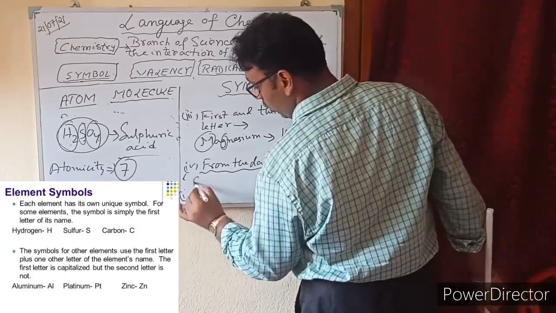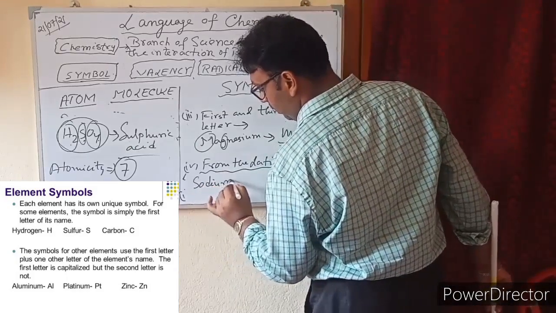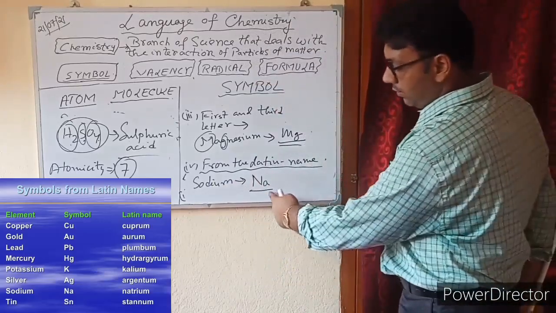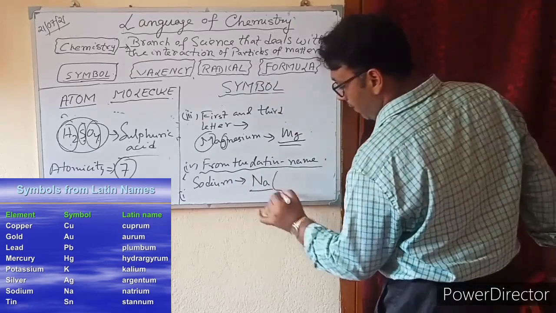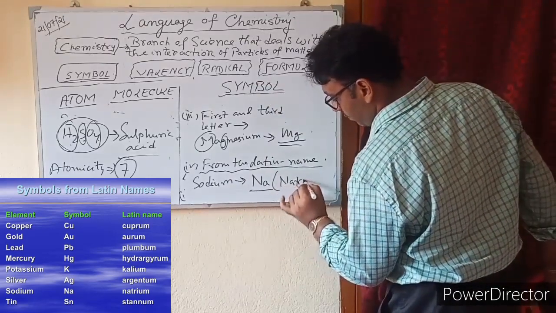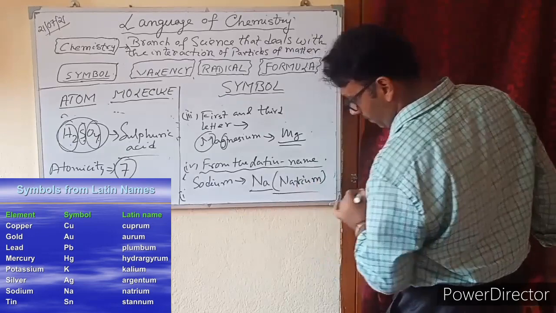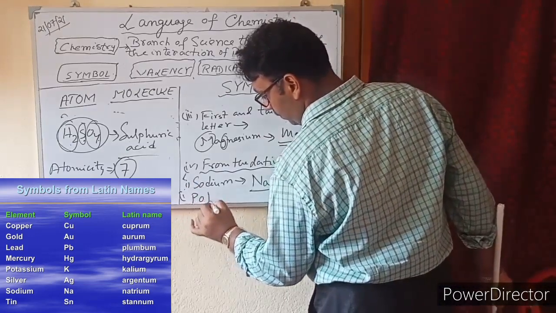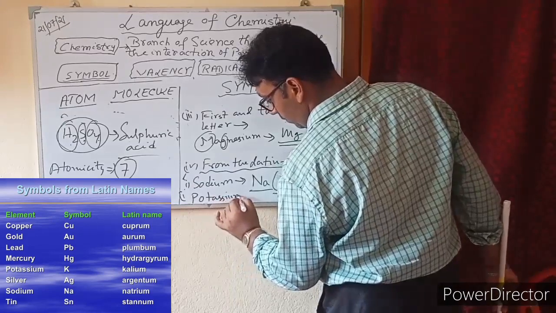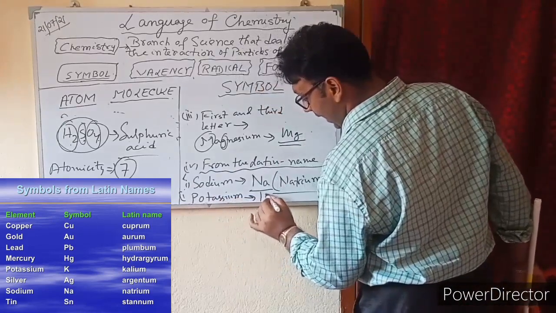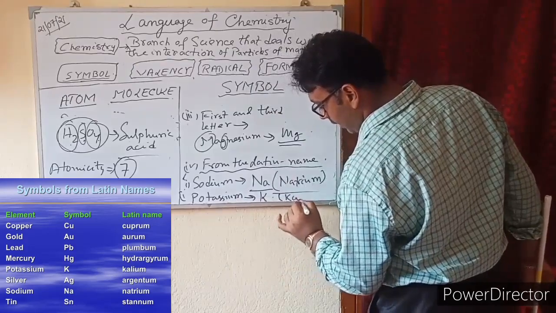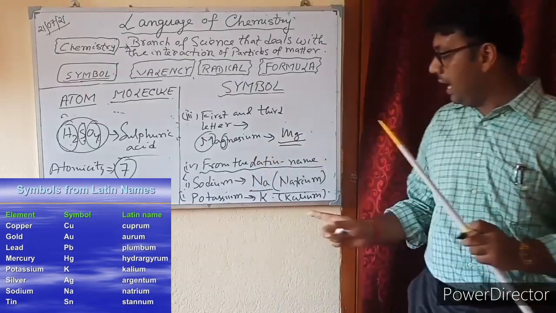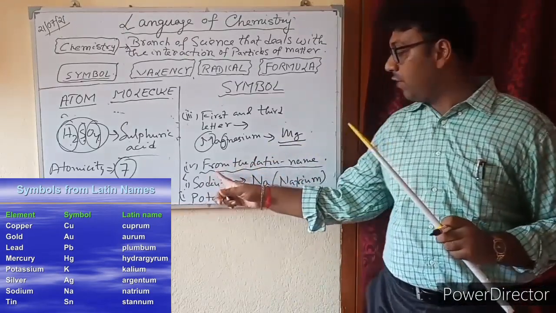Example, sodium. Symbol is Na. So from where does the Na come? The Na comes from the Latin name, that is natrium. Another example, potassium. Symbol K. Latin name Kalium. So this is the last, that is from the Latin name.